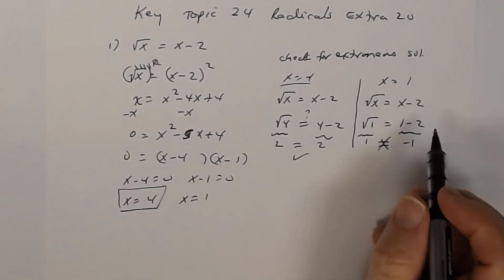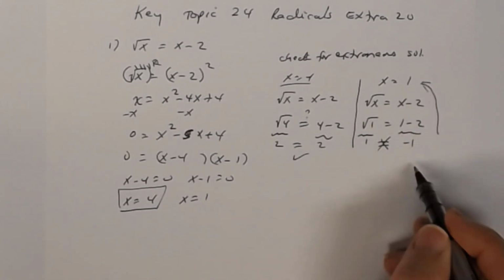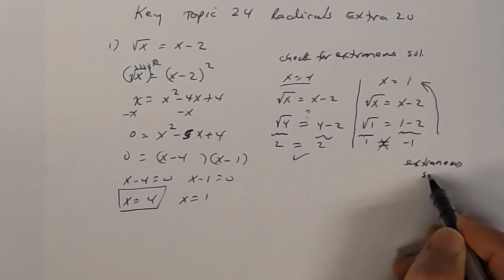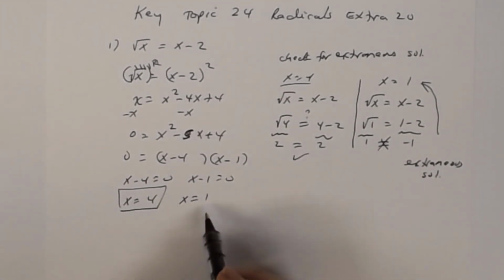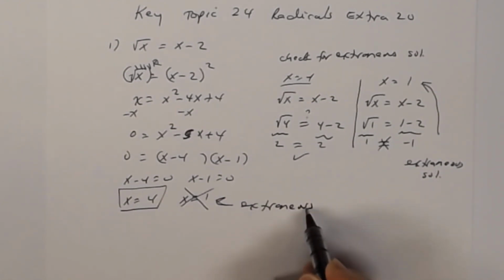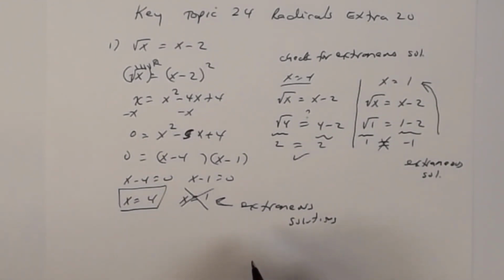So that means that x equals 1 is an extraneous solution. All right, so this proposed solution is extraneous, so that's not going to work. That's an extraneous solution. So remember, extraneous solutions are basically like false solutions.